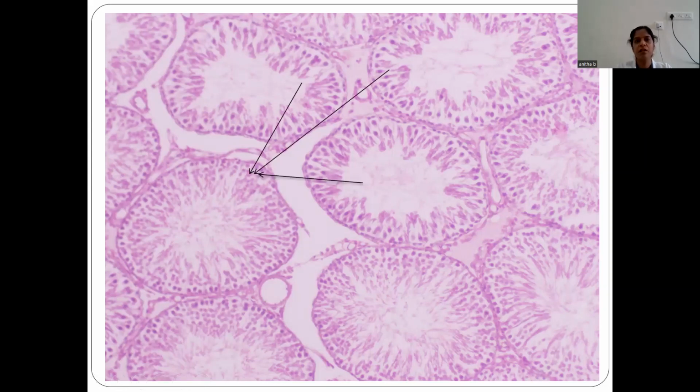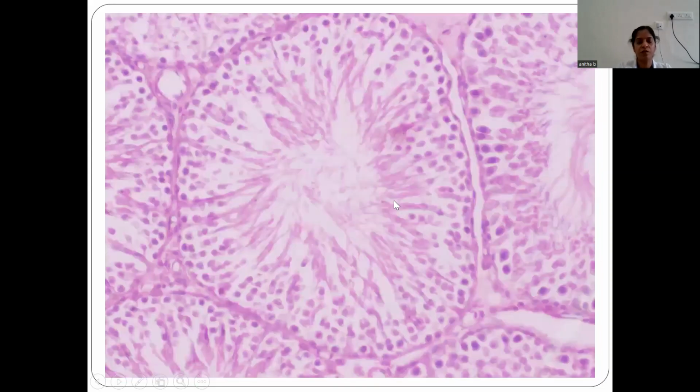Everything you are seeing here is seminiferous tubule. When we expand this, you can see it like this. The first layer we have is spermatogonia, then spermatocytes, which give rise to spermatids, and then sperms are produced. So these are the seminiferous tubules, with the germinal epithelium.